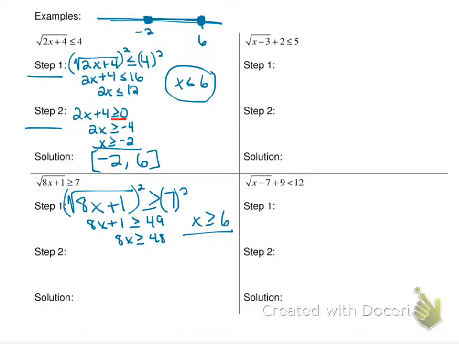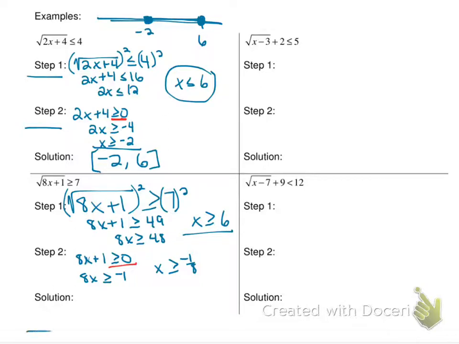Okay, then I'm going to take the radicand, 8x plus 1, and make it greater than or equal to 0. It's always going to be greater than or equal to 0. So 8x is greater than or equal to negative 1. If I divide both sides by 8, I get x is greater than or equal to negative 1/8.